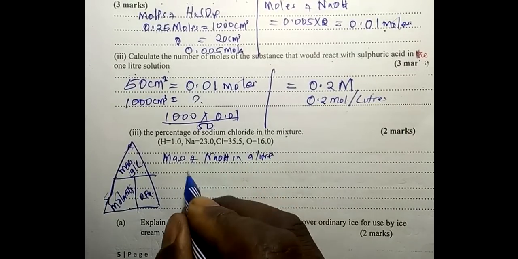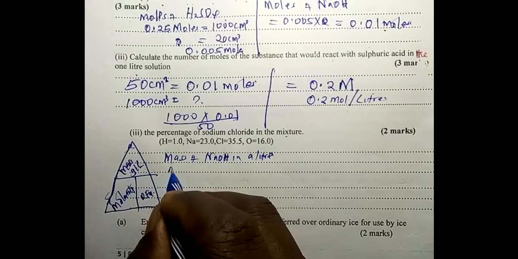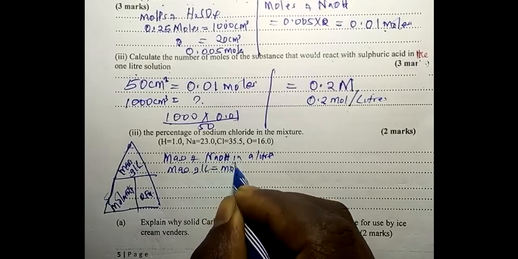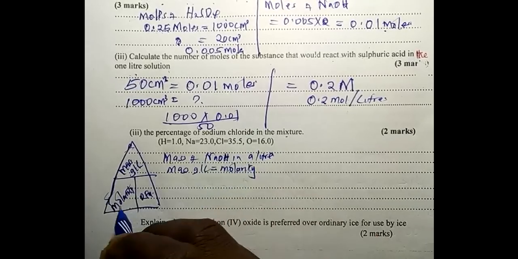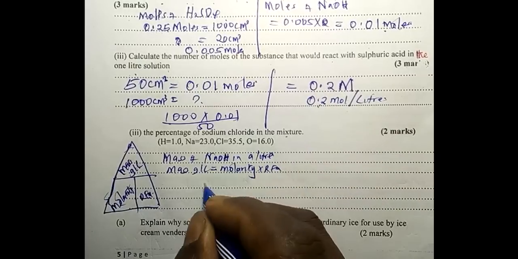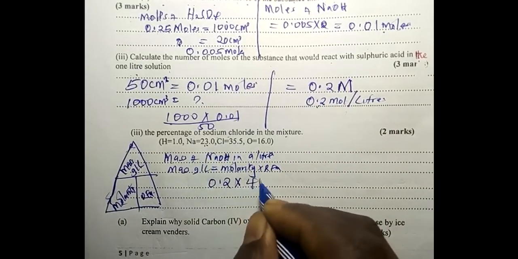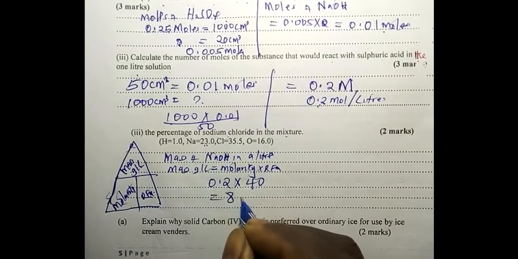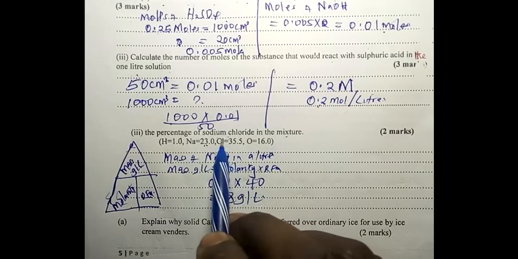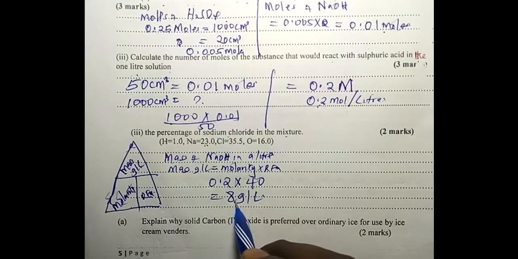First, how do we get that? Mass of sodium hydroxide in grams per liter. So mass in grams per liter is equal to molarity times RFM. Molarity we obtained here, which is 0.2, and the RFM of sodium hydroxide is 40. This gives us 8 grams per liter. So it means that only the sodium hydroxide in the mixture contained 8 grams.